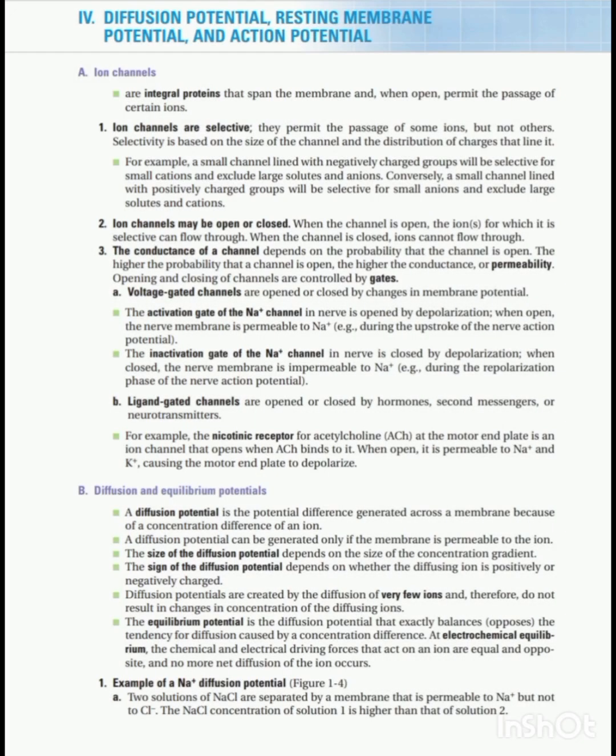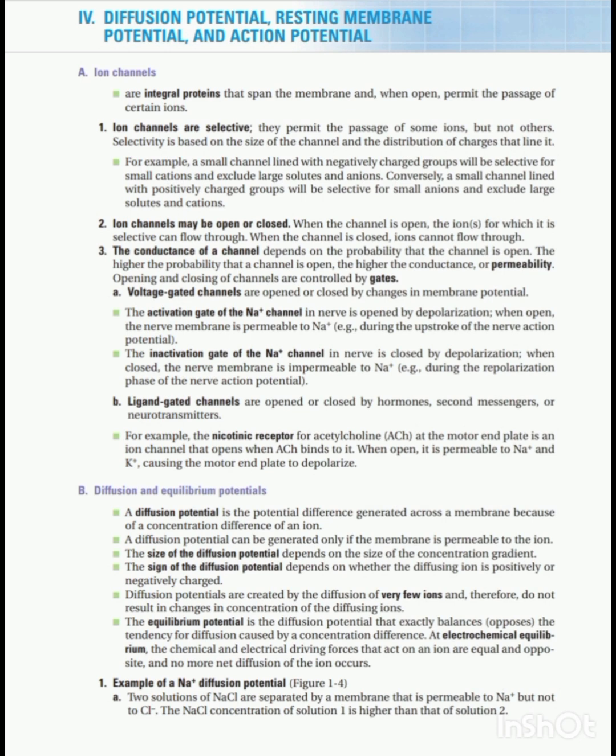So today's topic is diffusion potential, resting membrane potential and action potential. Let's talk about the ion channels first. Remember that in the first video we talked about the structure of the cell membrane and the two types of proteins, the integral proteins and the peripheral proteins. Ion channels are integral proteins that span the membrane, and when they open they permit the passage of certain ions.